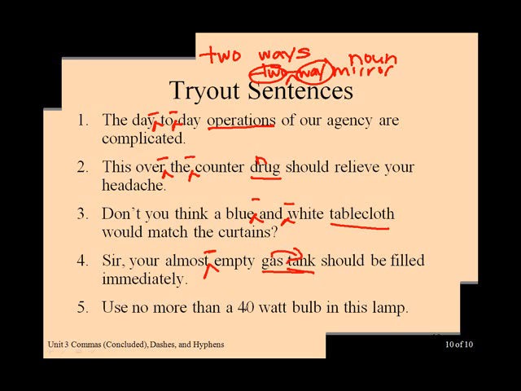Use no more than a 40-watt bulb on this lamp. This is just like we were talking about up here. Normally if we're talking about 40, we'd have to be talking about 40 watts. But because it's being used as an adjective, we're going to call it a 40-watt bulb. While we're on this really quick, if we had a 40 and a 60-watt bulb in one sentence, it would be written like this. Making sure that there is no hyphen here.